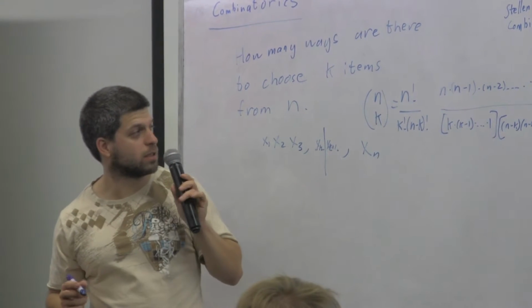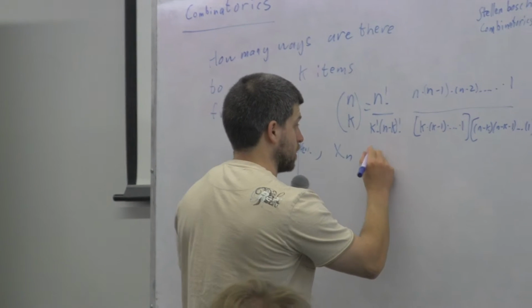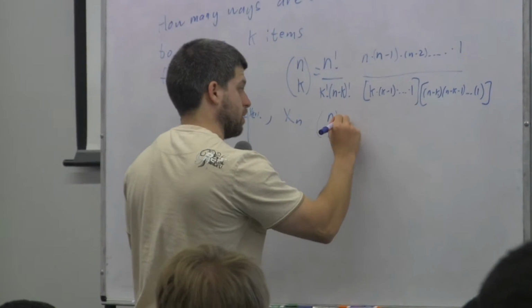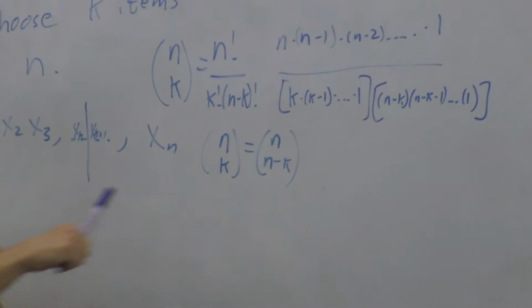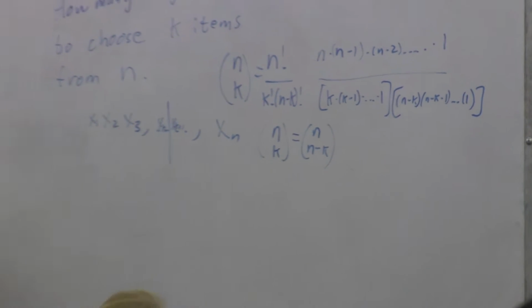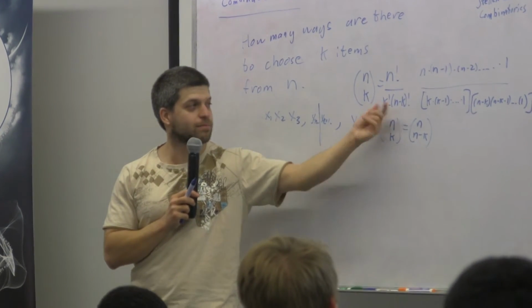Okay, so now something interesting about this formula, if you look at it, is that that's interesting. And you can see it's true from the formula. If you write n minus k and k, they just swap around.